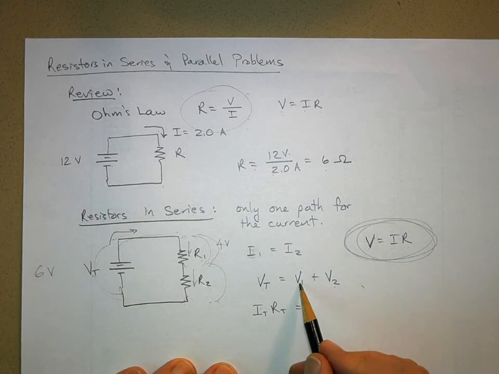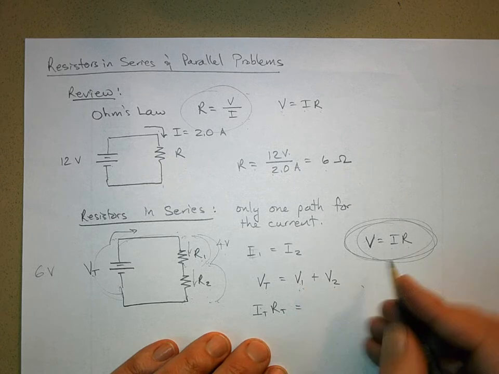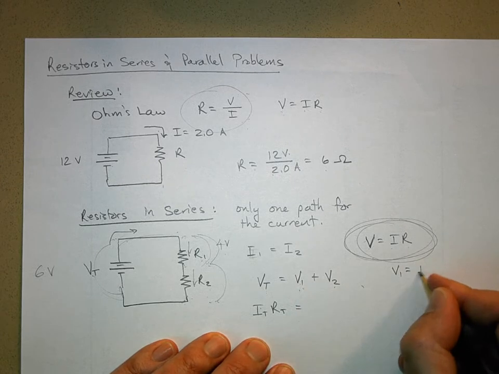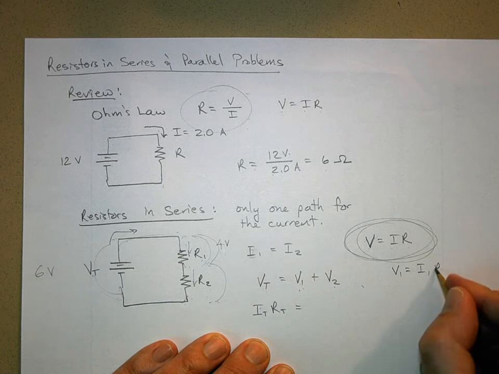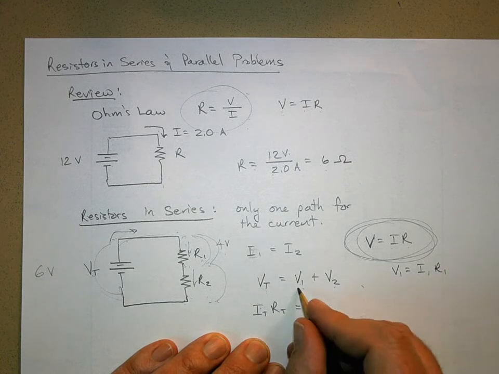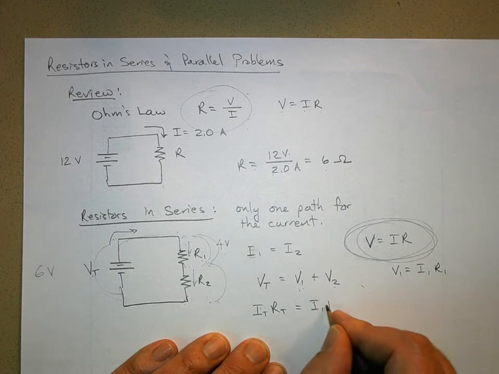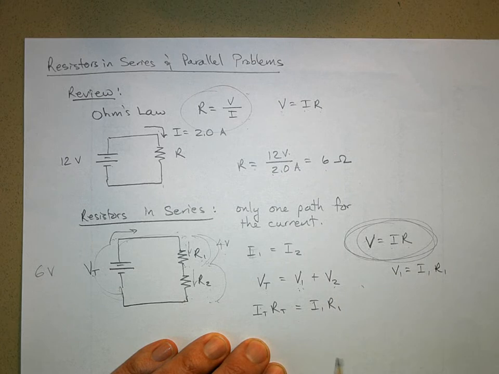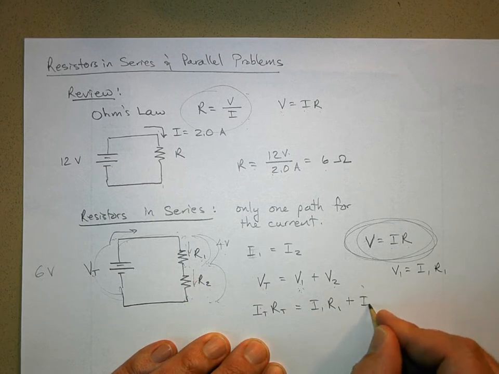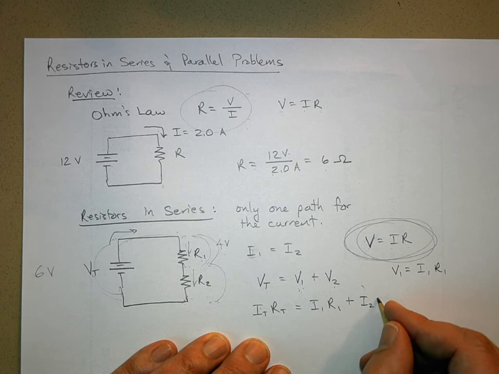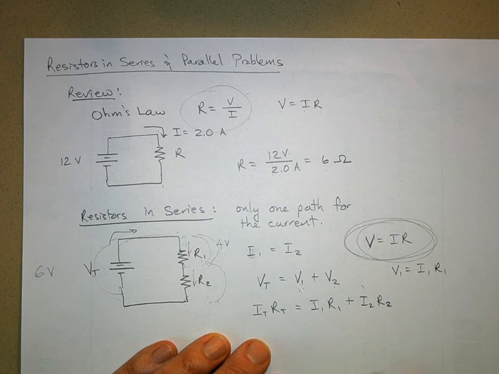Okay. Now, what is V1 equal to? Well, V1 is equal to the current through this first resistor times R1. So V1 equals I1 times R1 plus, so this is the voltage drop across the first resistor, and then this will be the voltage drop across the second resistor, I2 times R2.